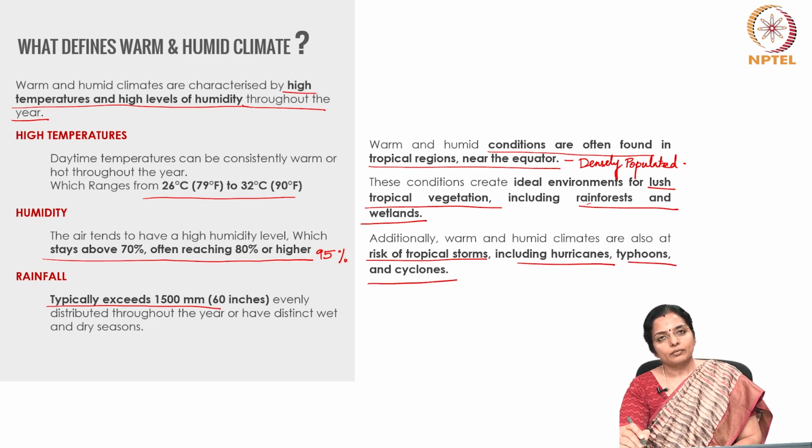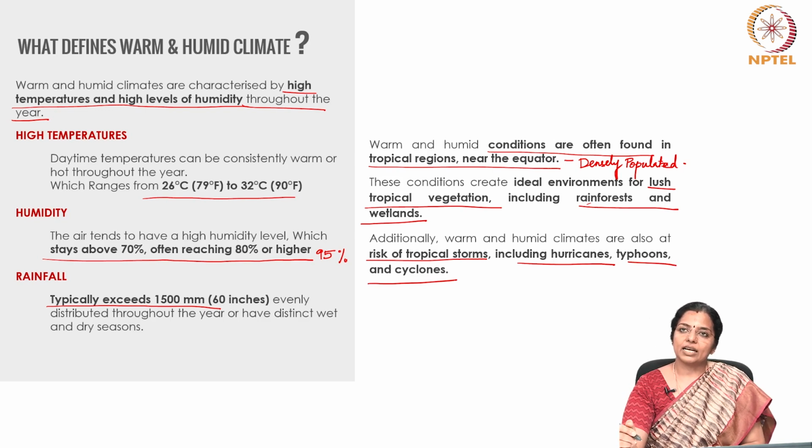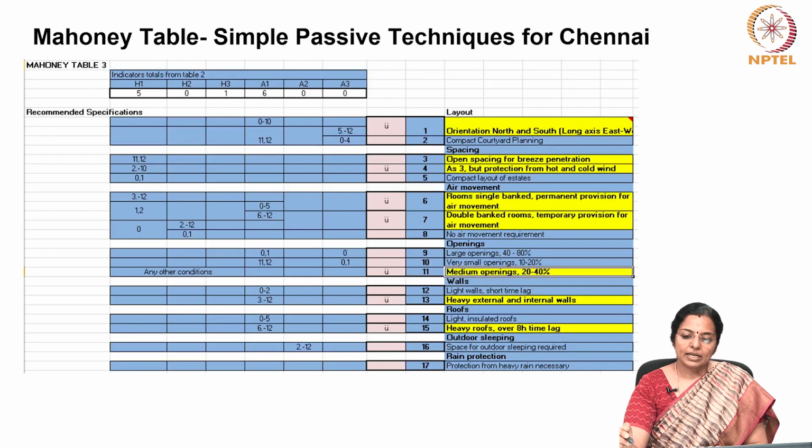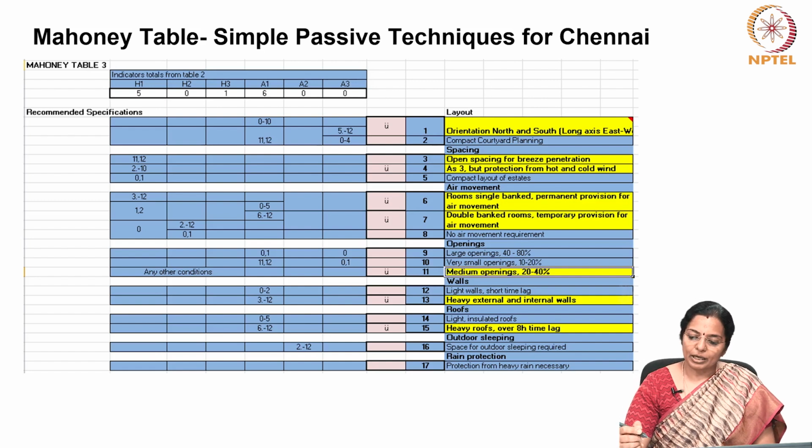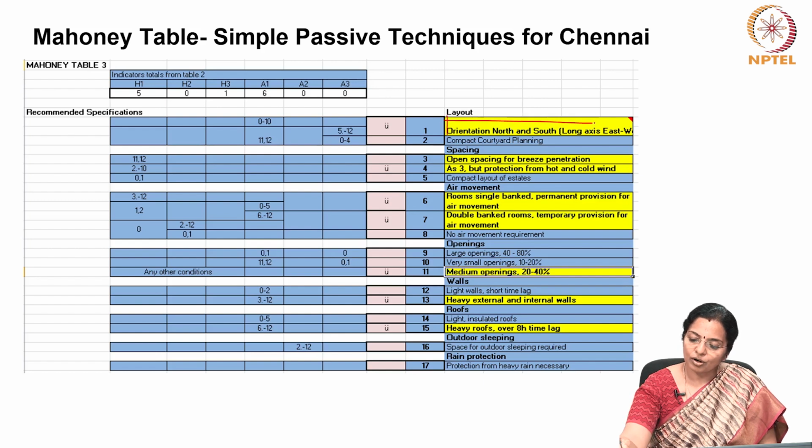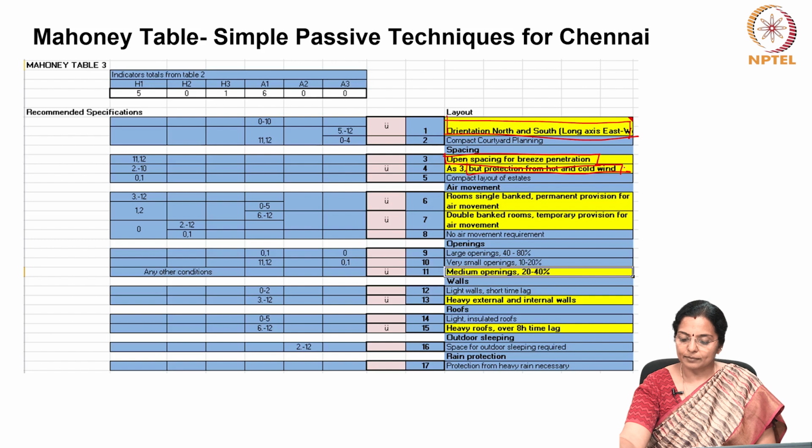Now, let us see what the Mahoney's table finally gives as design guidelines and planning guidelines for warm and humid climate. So, for Chennai climate, this is the guideline that the Mahoney's table gives. The orientation should be north and south with long axis along east and west. There should be open spacing for breeze penetration and there should be protection from hot and cold winds.